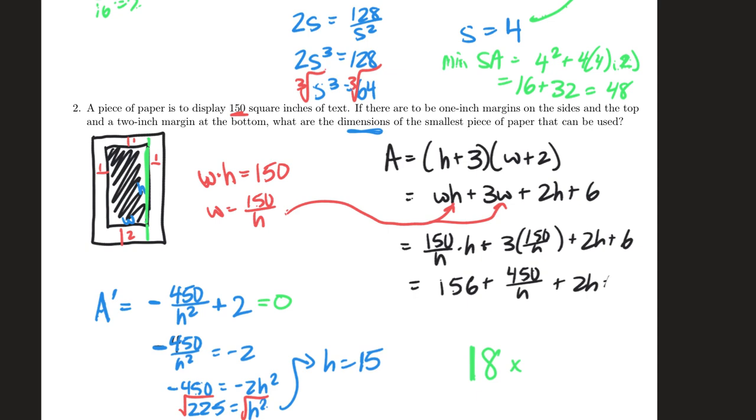Add those extra margins, 1-inch margins, but there's 2 of them, so the width is going to be 12. So 18 by 12 is the smallest piece of paper that I could make.